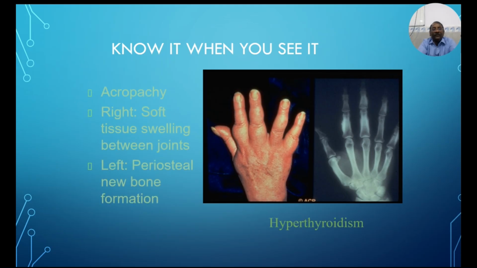Hyperthyroidism could be. Acropathy: soft tissue swelling between the joints. So between the joints there is swelling, a soft tissue swelling between the proximal interphalangeal joints and middle interphalangeal joints, etc. Periosteal new bone formation. So you can appreciate in the X-rays, second index finger, that is our periosteal new bone formation.